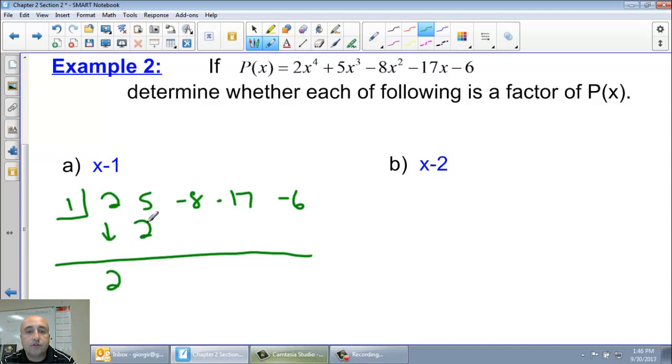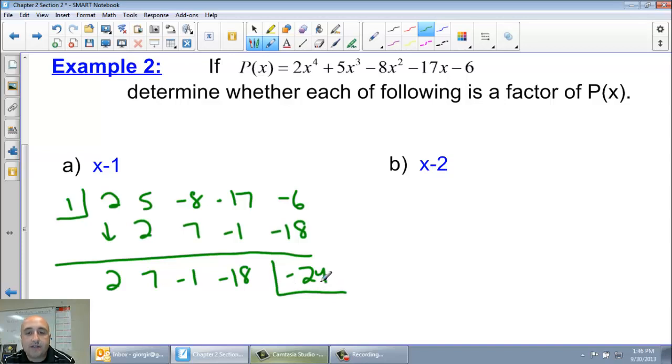1 times 2 is 2. 5 plus 2 is 7. 1 times 7 is 7. Negative 8 plus 7 is negative 1. Negative 1 times 1 is negative 1. Negative 17 plus a negative 1 is negative 18. Negative 18 times 1 is negative 18. Negative 18 plus negative 6 is negative 24.